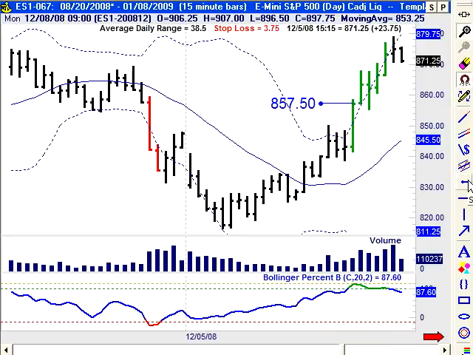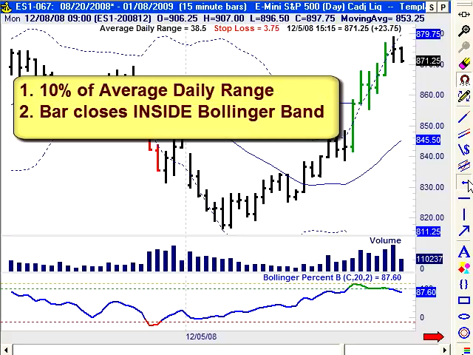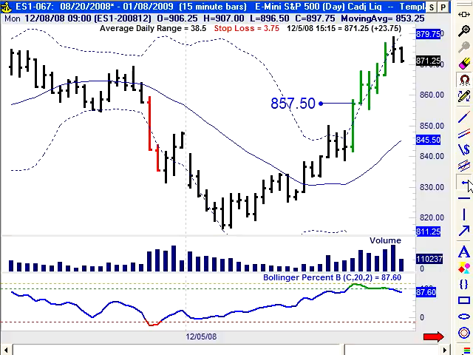So when do we exit? Two simple rules here. First, we place a stop loss at 10% of the average daily range. And second, we exit the trade as soon as the current bar closes within the Bollinger Bands. On December 5th, the average daily range of the E-mini S&P is 38.5 points. 10% of this range is 3 points and 3/4, and we place our stop loss at 853 3/4.